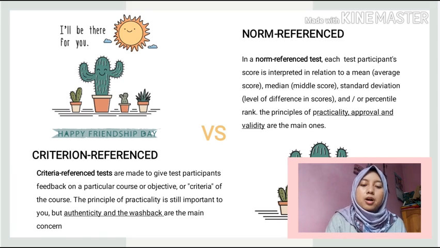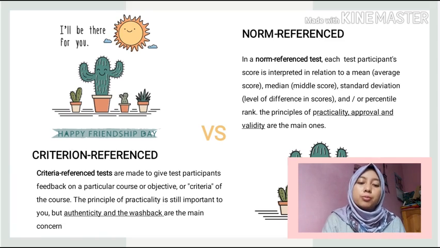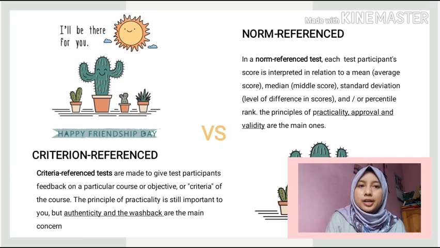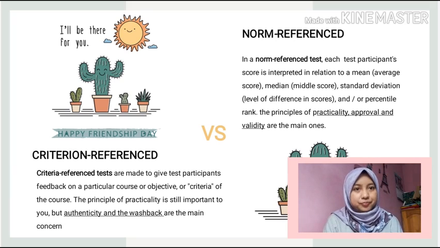I will explain about norm reference and criterion reference test. In a norm reference test, each test participant score is interpreted in relation to a mean, or we can say average score, and median or middle scores, and standard deviation, that's mean level of difference in scores, and the last is percentile rank. The purpose of this test is to place the test participant in the ranking order.